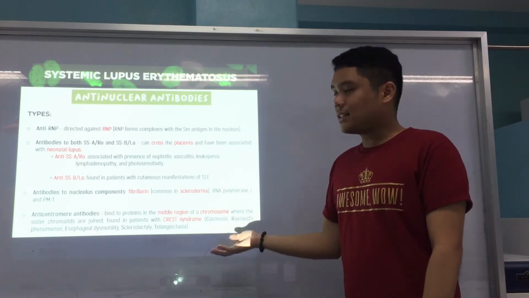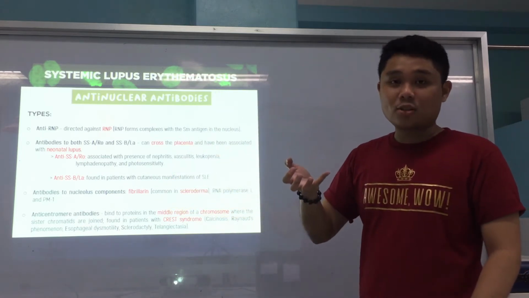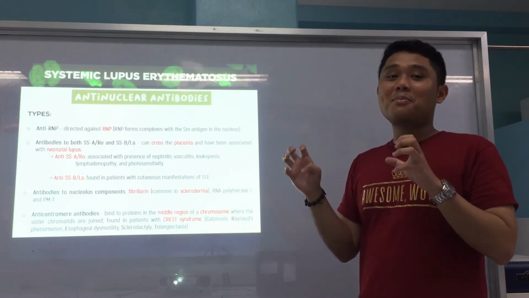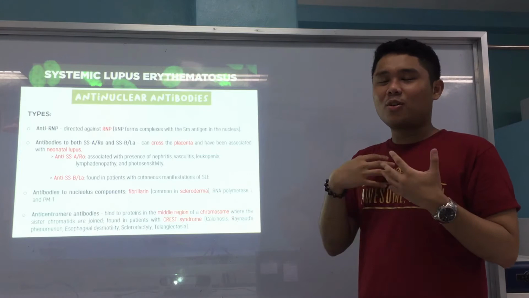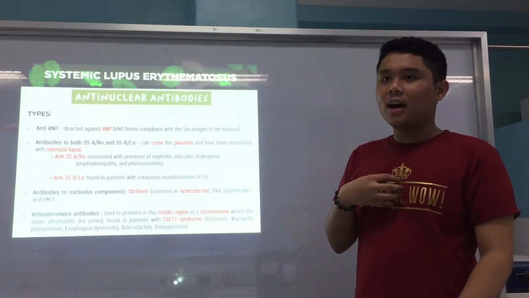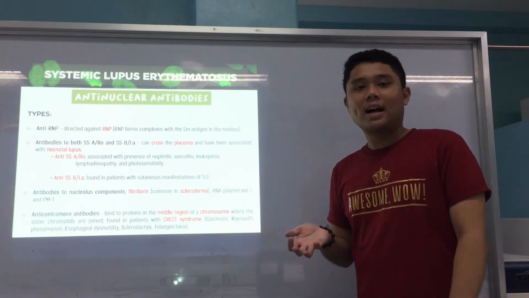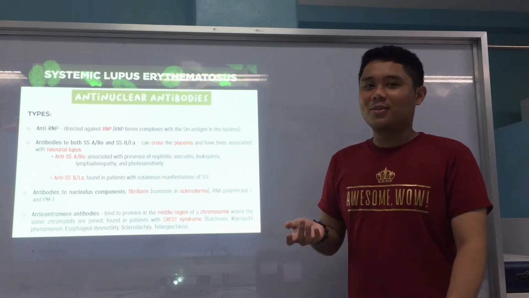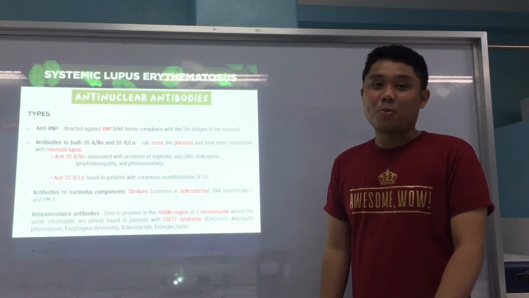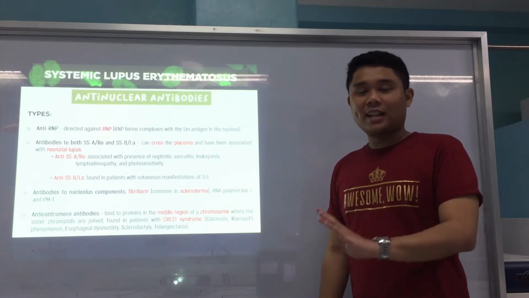So, CREST is named after the different manifestations or presentations, which is first your calcinosis, the calcium deposits in the bones and tissues. Raynaud's phenomenon, we have discussed that. Esophageal dysmotility, where your esophagus can no longer move, so there is no movement. So you cannot swallow food. Alright, so CREST syndrome. Again, it's the anti-centromere antibodies. We'll encounter that later again.